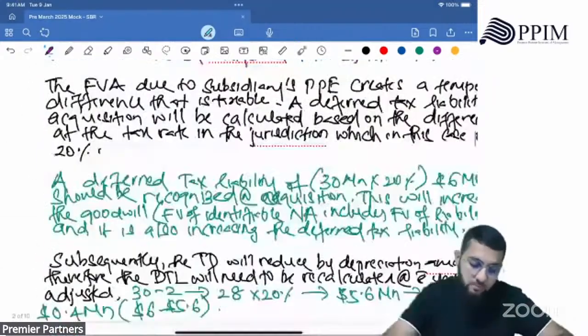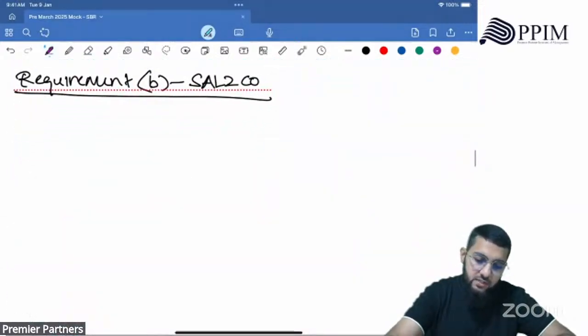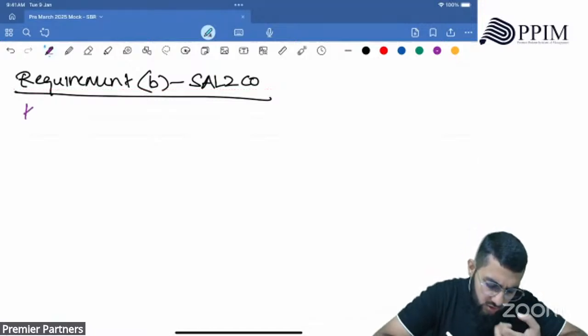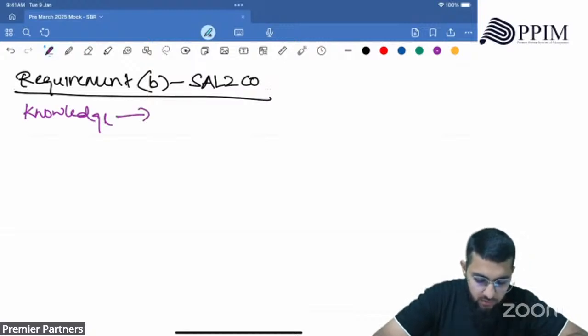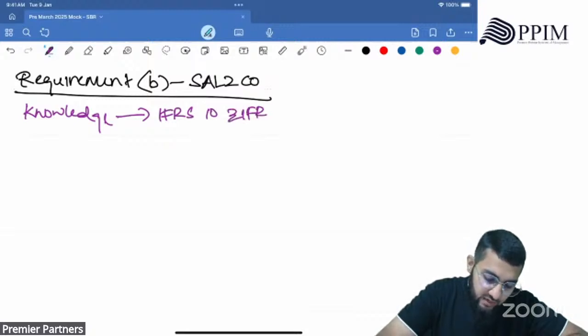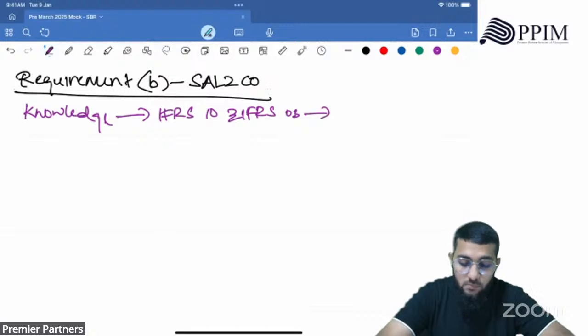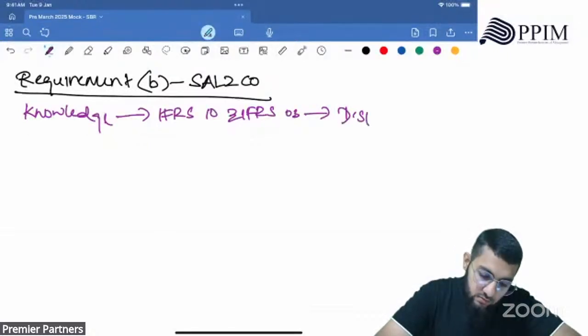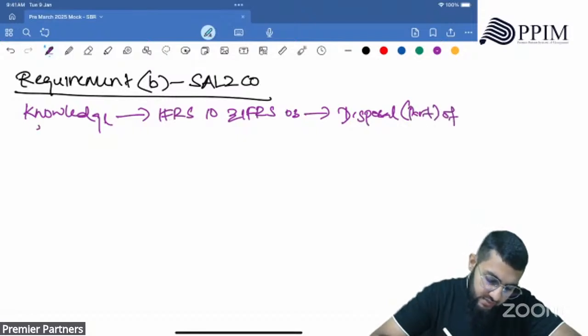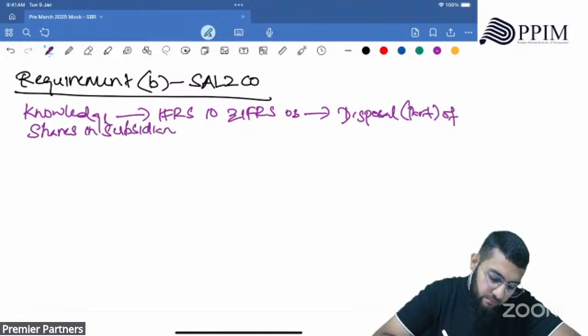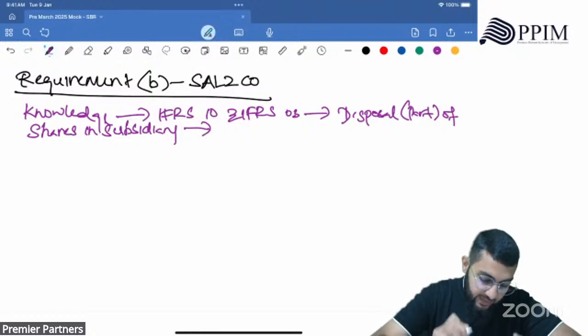Requirement B. How are you going to explain this? Knowledge: IFRS 10 and IFRS 3 are the standards in focus. Disposal of part of shares in a subsidiary as per the standard. If it is, you explain, that's knowledge.